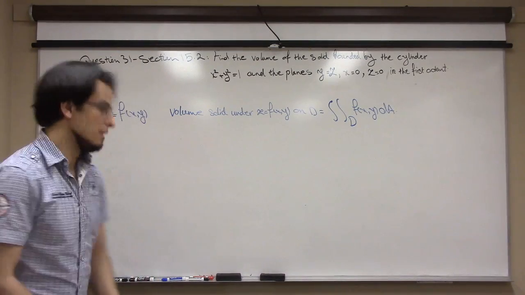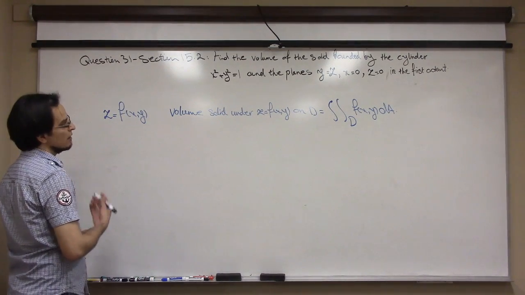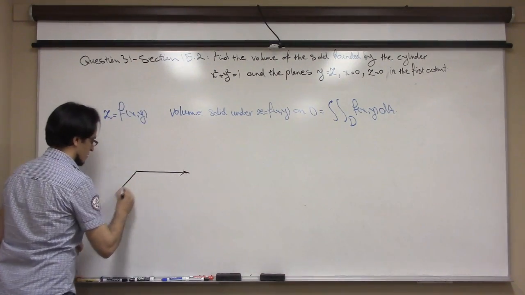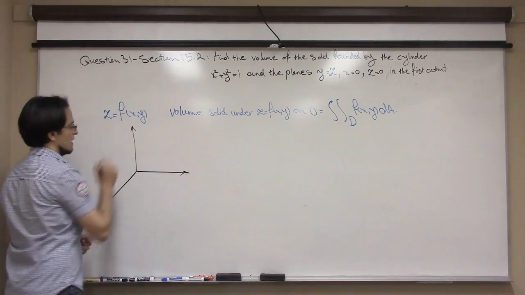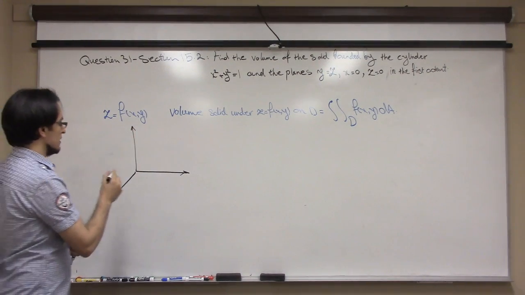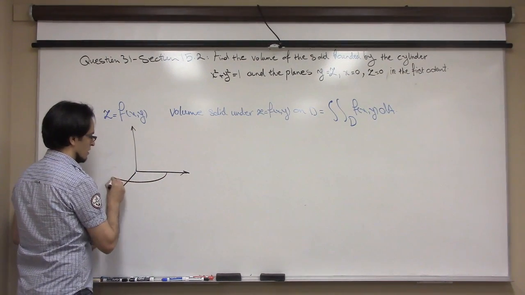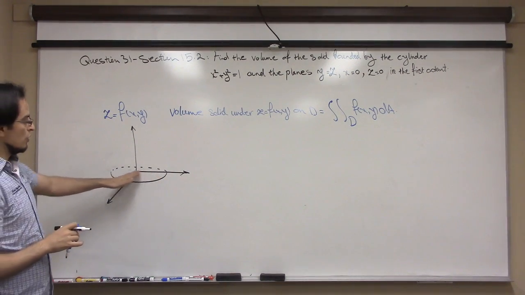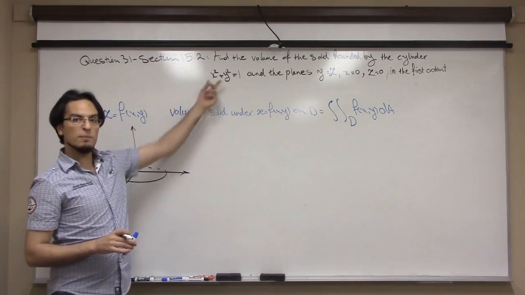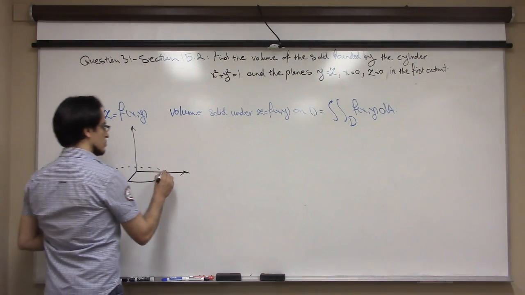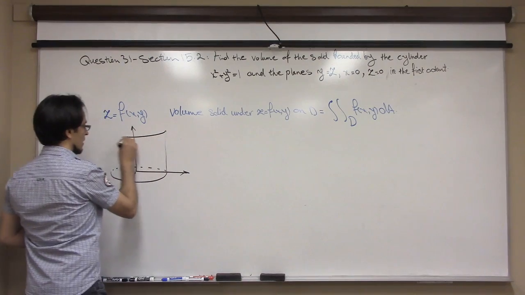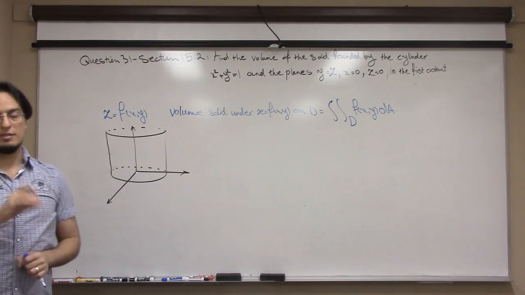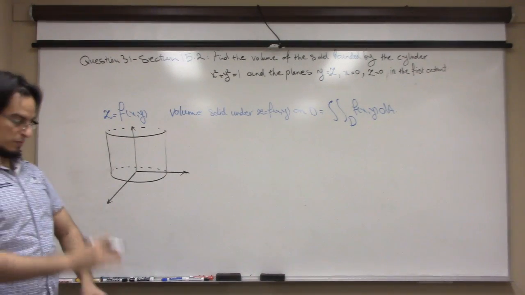So let's first see what this solid is. First thing is that I have the cylinder x squared plus y squared equals 1. As you know, in the xy plane, this is a circle. And since there is no z, that means you have the same circle at all heights, for all z. So basically you form this cylinder.